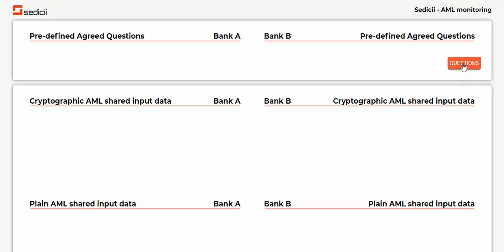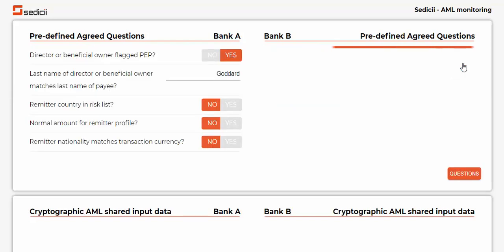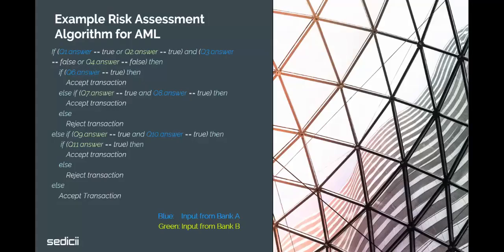Banks A and B want to compute the AML risk associated with a transaction between two of their customers. So they answer a series of predefined security questions with their customer information. These are just a few examples of questions, but there could be tens or even hundreds of them. With the answers to these questions, the two banks define the risk assessment algorithm, which could look like a nested list of if-then statements, just like the one shown in this example.